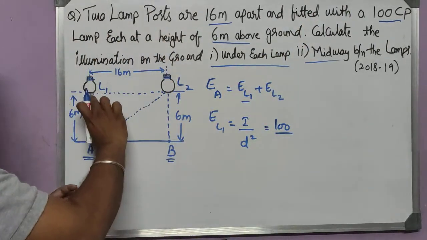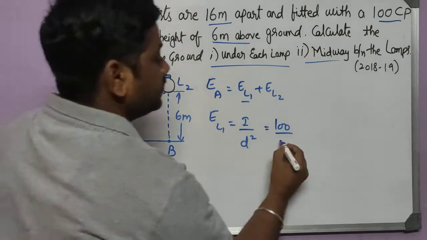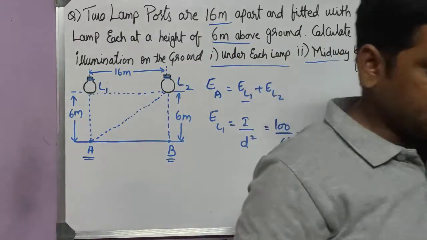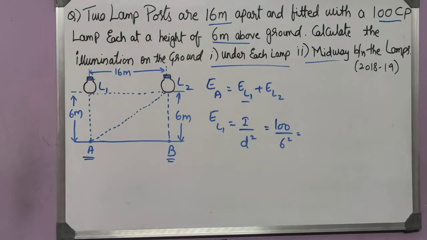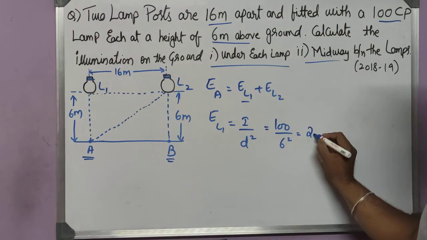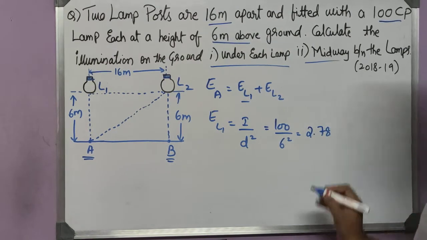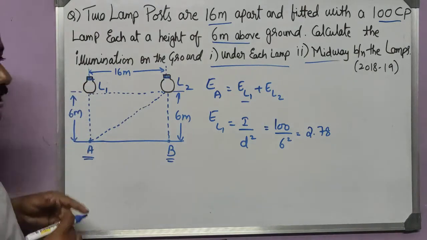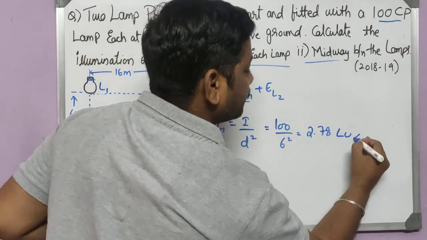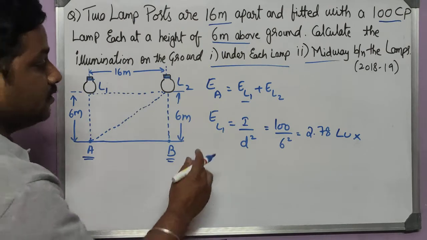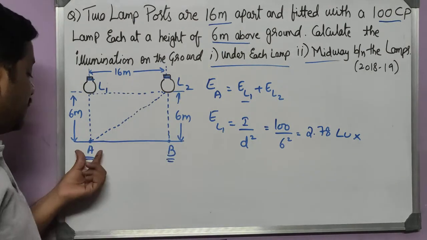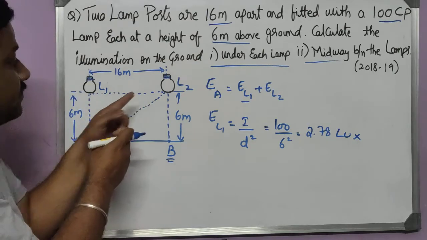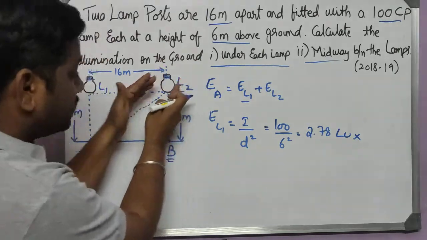What is the distance between the lamp and the point? That is 6 meter, so it is 6 square, 6 into 6, 36. Once you simplify this, 100 divided by 36, we get the answer as 2.78. This is the illumination just because of this lamp at point A, and the unit of this is lux. So write it as it is. Now, this is not the final answer because at this point we have the effect of two lamps. I got the effect of one lamp. Now let's find the effect because of the other lamp.